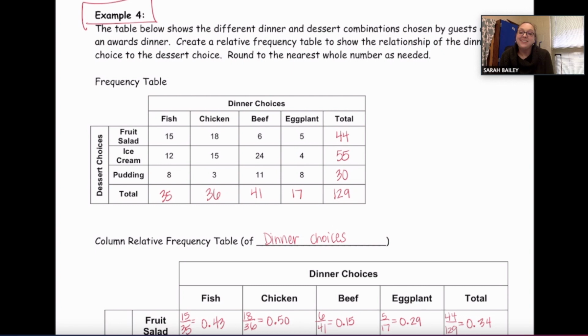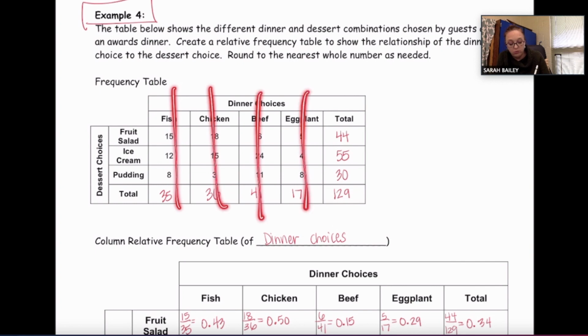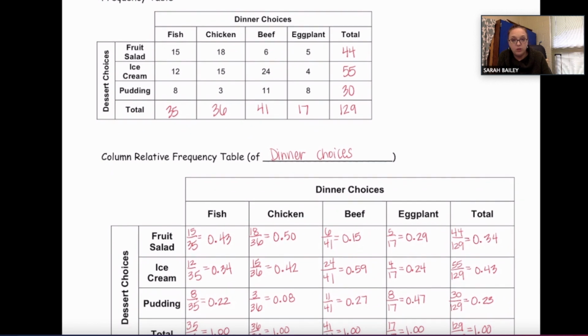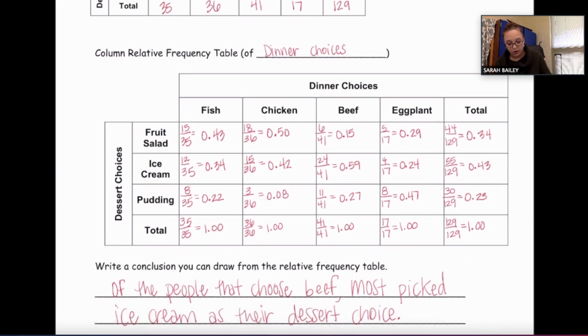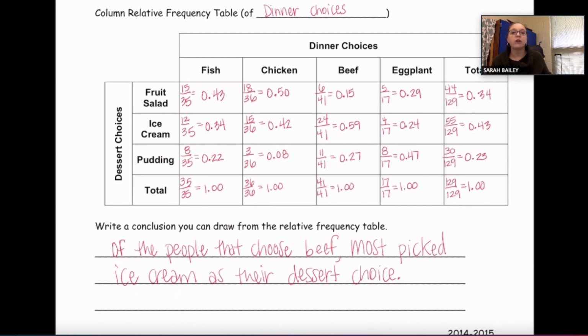Okay, welcome back. So hopefully you did okay with this example. You're going to want to pause the video to make sure that you make the necessary corrections. But this was a column relative frequency table, and remember that columns go up and down. And the title there was Dinner Choices. So go ahead and pause the video and you can get the totals. And then here are the rest of the table, the relative frequency table.